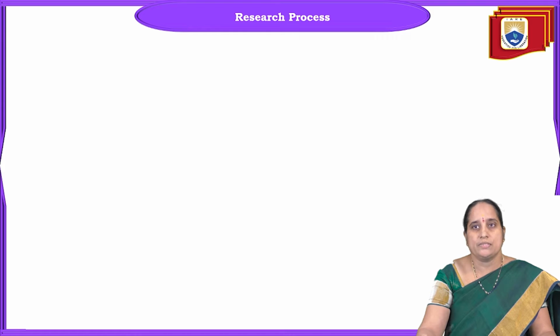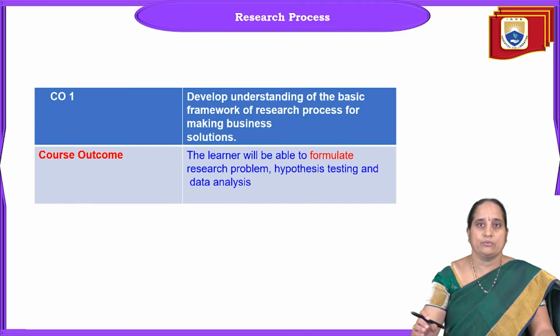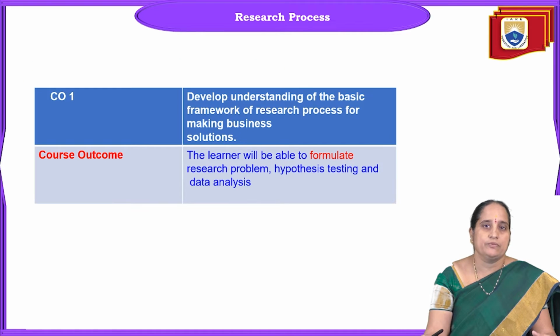So what is this research process, and how is it useful to the student? The course objective is that the student understands the basic framework, how we carry out a particular process and how it is useful to business people so that they can make decisions effectively in the organization. After completion of this topic, the learner will be able to formulate the research problem, test hypotheses, and analyze data by using suitable statistical tools. This is the course outcome after learning this research process.